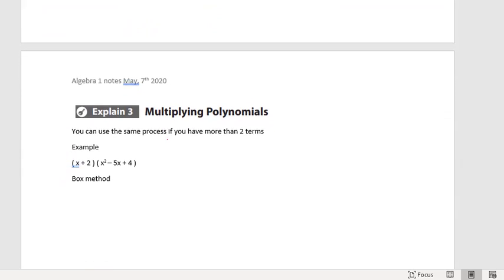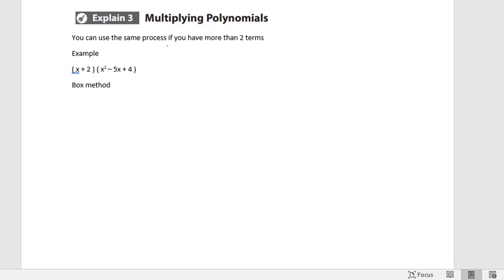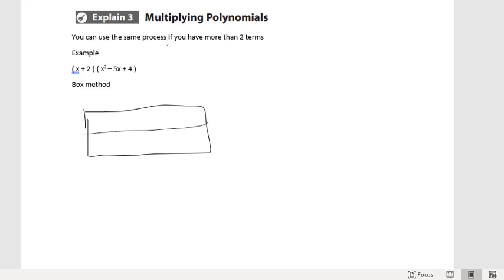We're going to skip over explain 2, and then we're going to look at explain 3, which is using polynomials with more than 2 terms. So for the box method with this, I have x plus 2. But here I have 3 terms in the other one. So I'm going to put x squared minus 5x and plus 4. Again, we're going to multiply through to find what goes into the boxes.